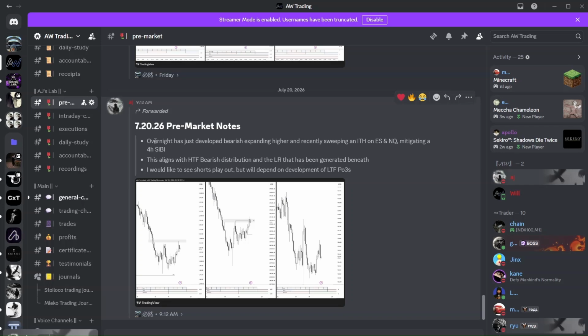So, pre-market notes. Overnight has developed bearish, expanding higher and recently sweeping an internal high on ES and NQ, mitigating a 4-hour SIBI. This aligns with the high time frame bearish distribution and the LR that has been generated beneath. I would like to see shorts play out, but it will depend on development of low time frame power of threes.